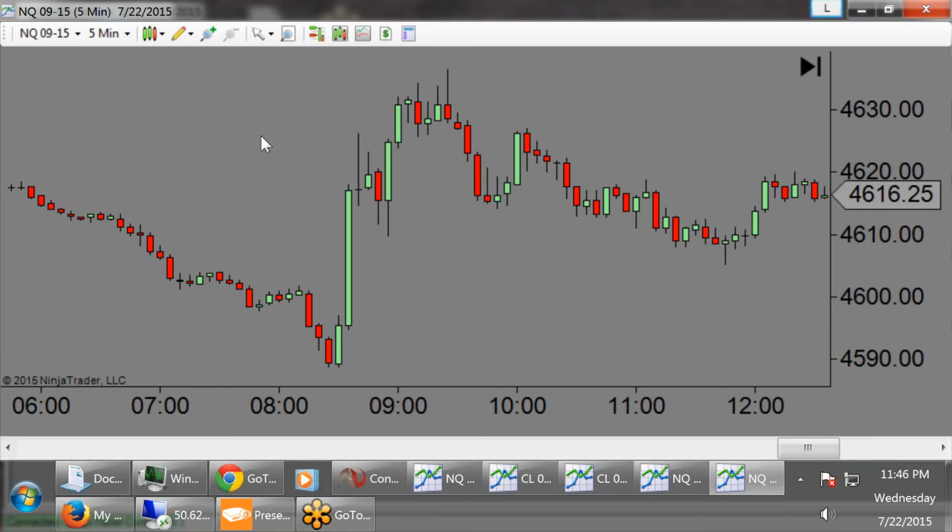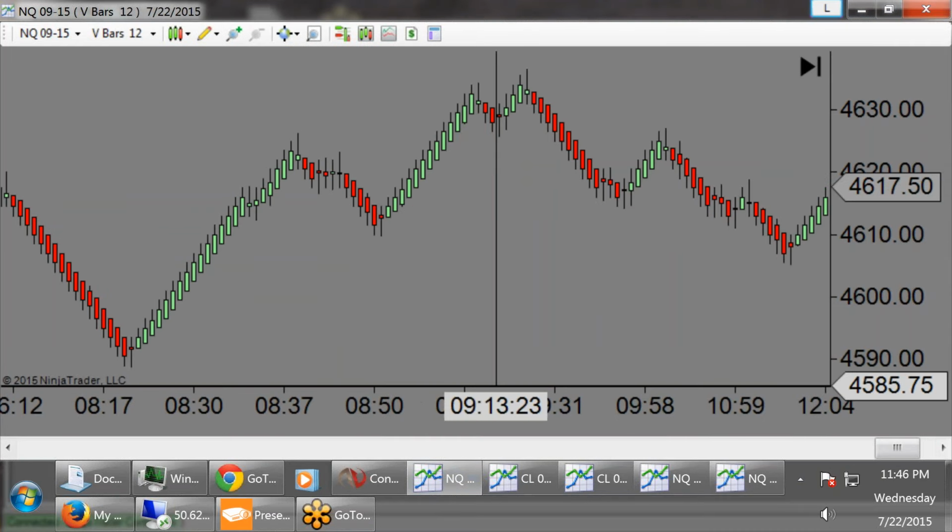Same data set, same data series. Absolutely gorgeous. Okay. So let's kind of get into this a little bit, okay?